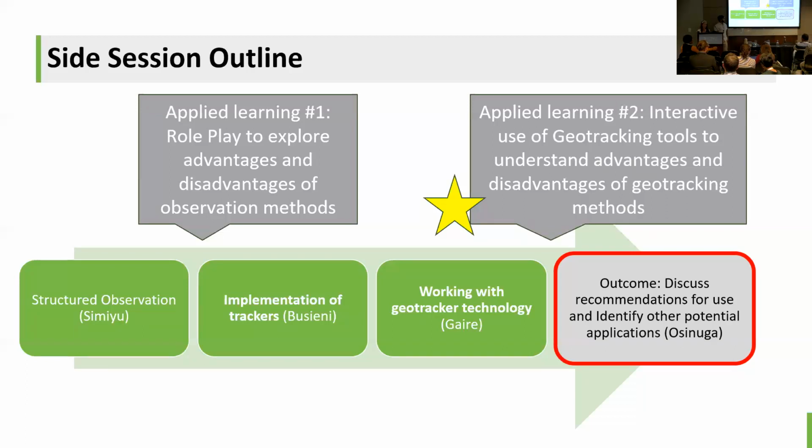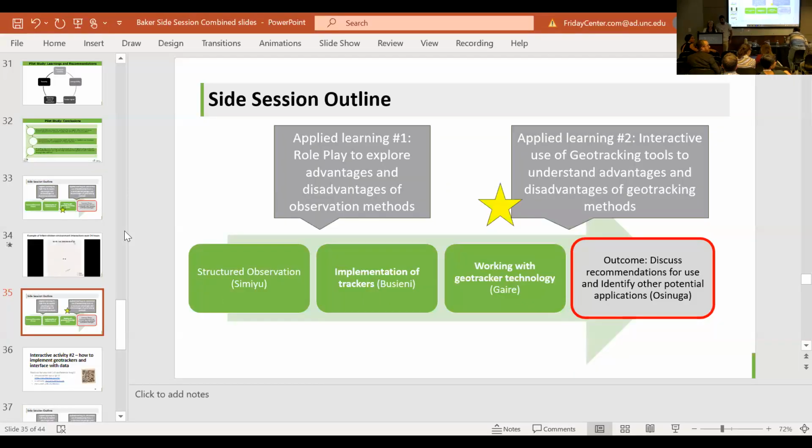Right, so we're going to move on to the applied learning session. So Max and Fanta, if you wouldn't mind heading outside. All right.